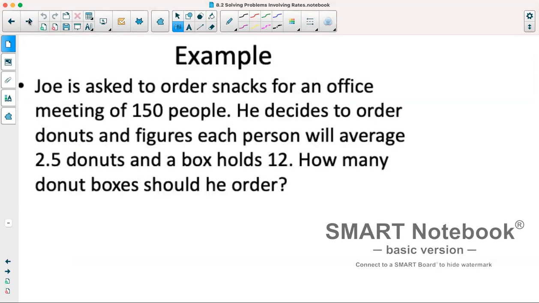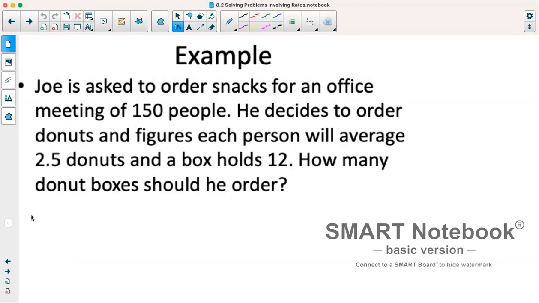So, for example, Joe is asked to order snacks for an office meeting of 150 people. He decides to order donuts and figures each person will average 2.5 donuts, and a box holds 12. How many donut boxes should he order?